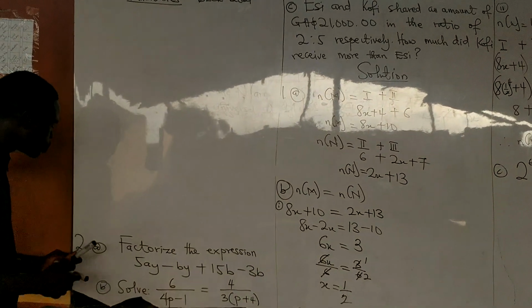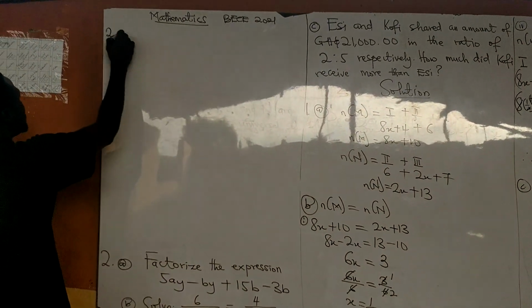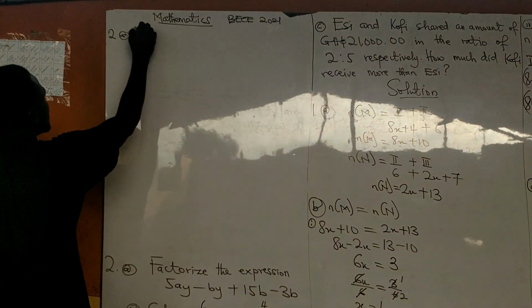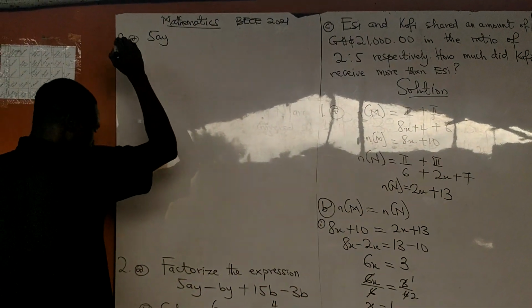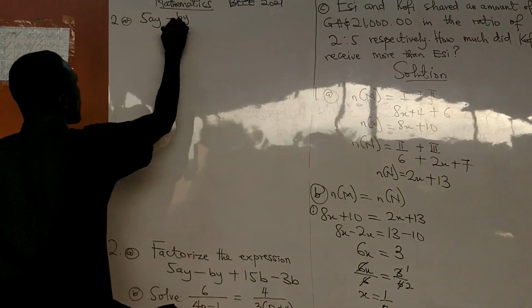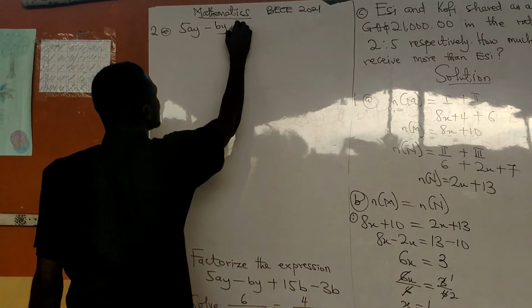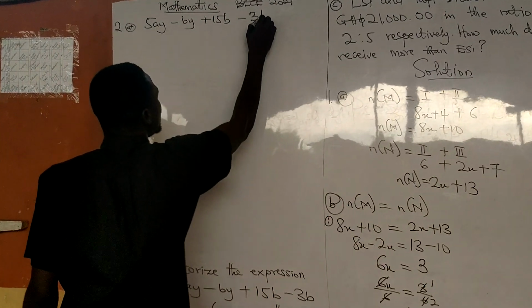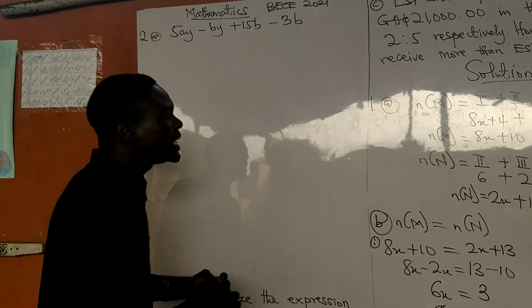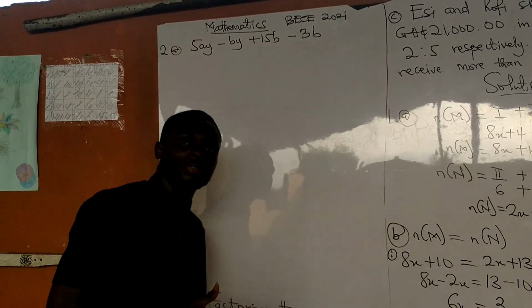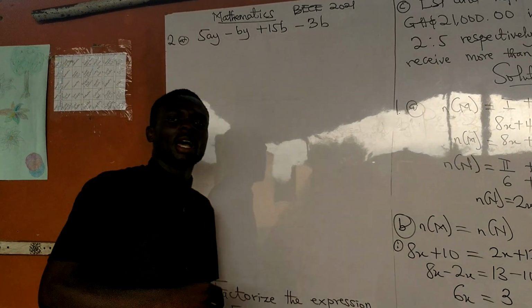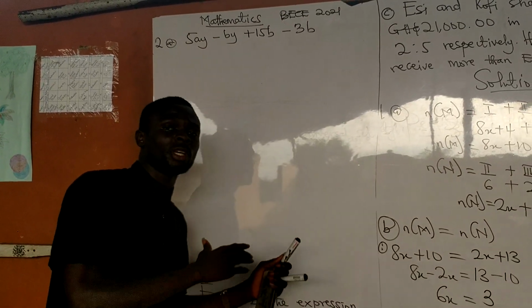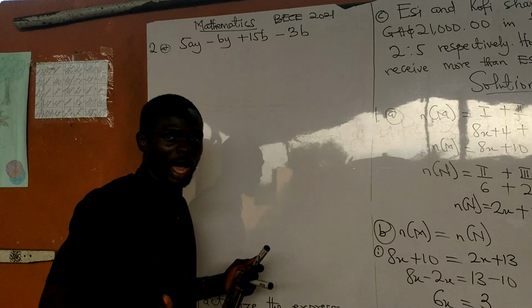Good. Then number 2A. It says factorize the expression 5ay minus by plus 15b minus 3b. Now this is something new for those of us in Form 2 and something new to Form 1. For those of us in Form 3, this is a revision to us.